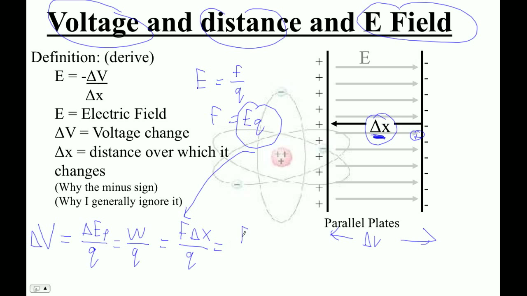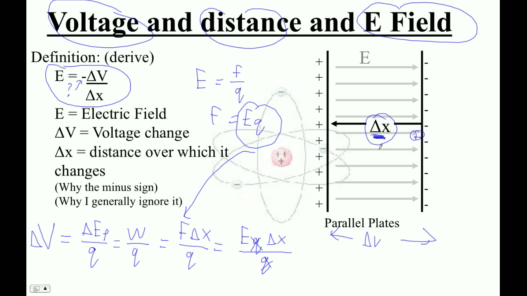So we have E, the electric field, times Q times delta x over Q. So the Q's go away, and you get that the change in voltage is the electric field times the change in x. That's assuming that if x is large, E has to be uniform. And then if I divide, I get that E is V over x, like this. And then the question is, why is there a minus sign?